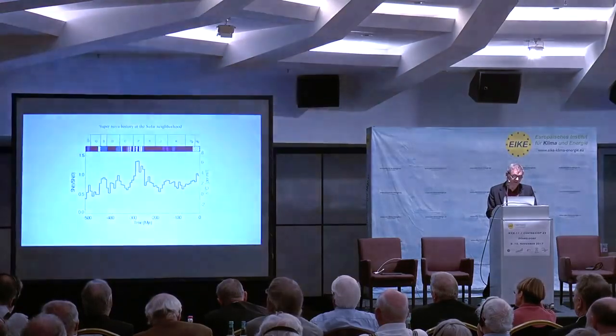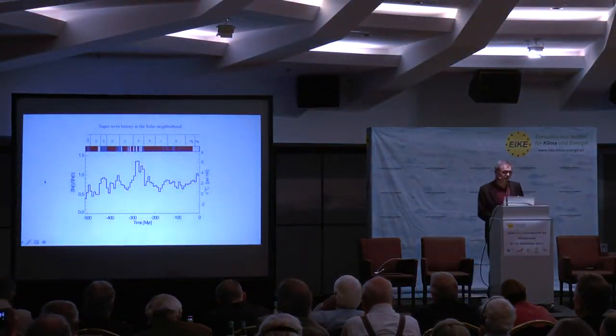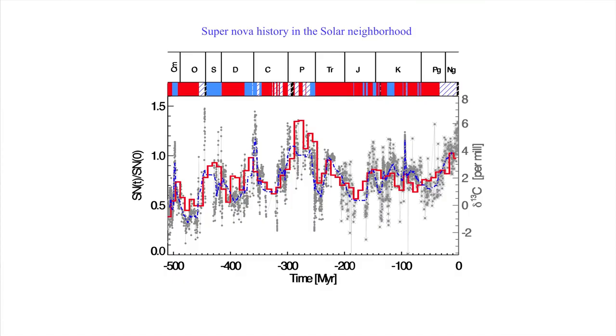And just to make a few more notes on this, this is a reconstruction of the supernova rate over the last 500 million years. And you see there are some variations. And you can see that the variations are actually on the order of 300%. So if I now compare this, for instance, I mean, Nir showed you that there are big effects on climate.